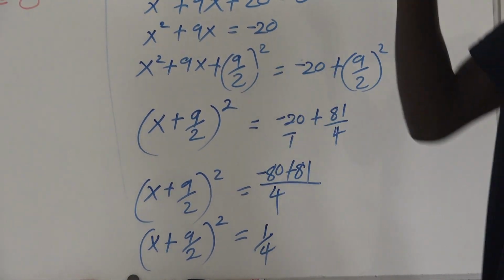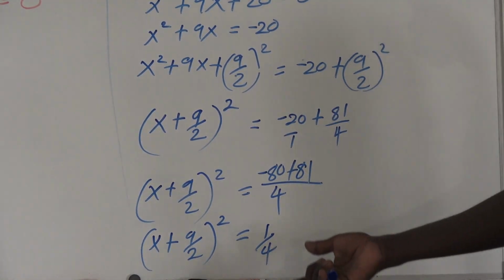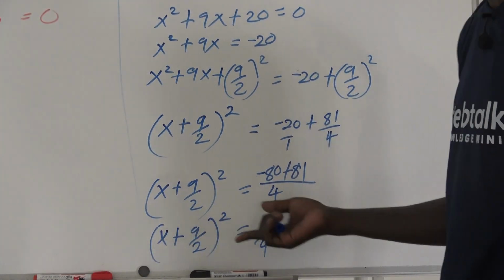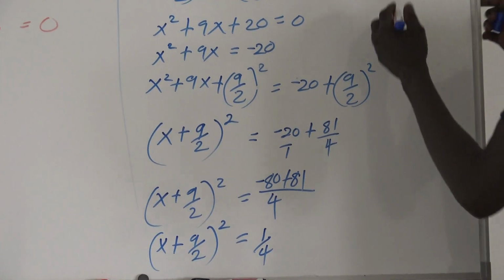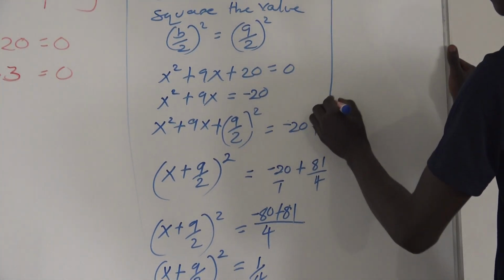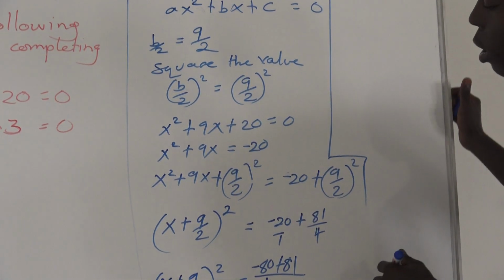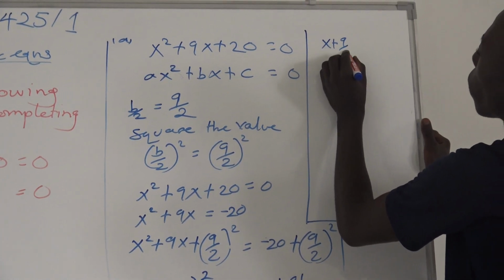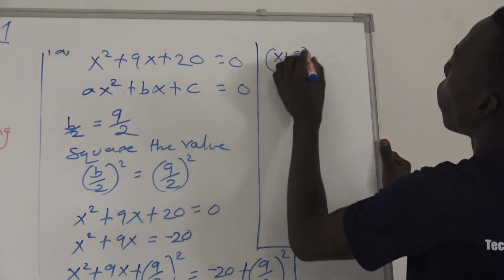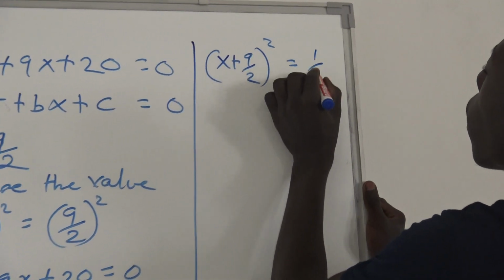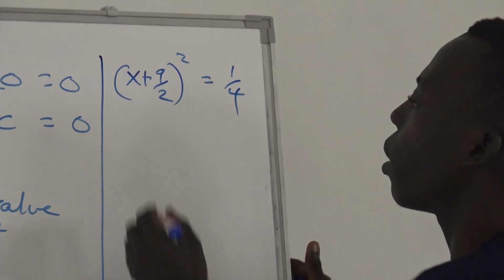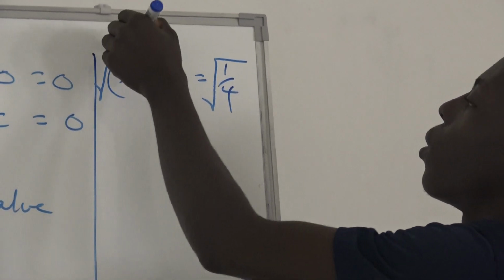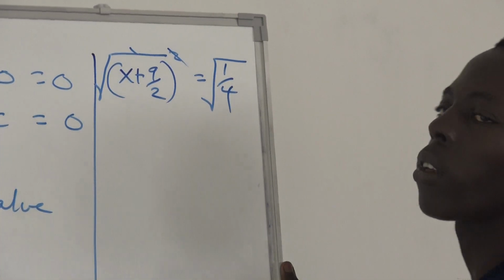Then when we reach on this step, we said we take now a root, because we need only to get the value of x, so we need to take the root on both sides. So for that case, this one appears now to be (x + 9/2)² is equal to a quarter. Then here we said we take a root on both sides. Take a root and here a root. So this one root will die with the square.